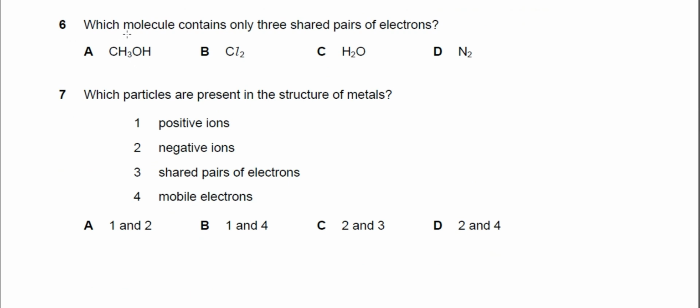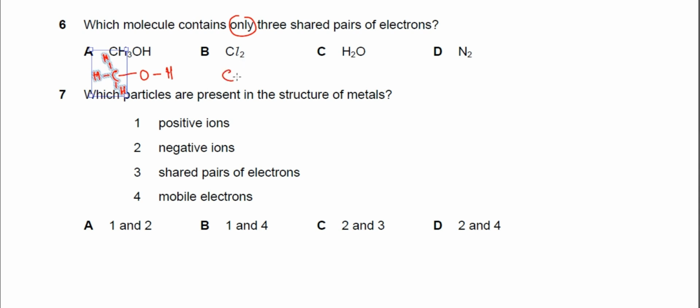In question 6 he says, which molecule contains only 3 shared pairs of electrons? Only. So we have to focus on this, only 3. In methanol, what is the structure? We have 3 hydrogen atoms that are bonded directly with the carbon. So 3 pairs are over here. But there are some extra pairs as well. One is for oxygen and the other one is for hydrogen. So there are not only 3 pairs. There are 5 pairs of electrons.